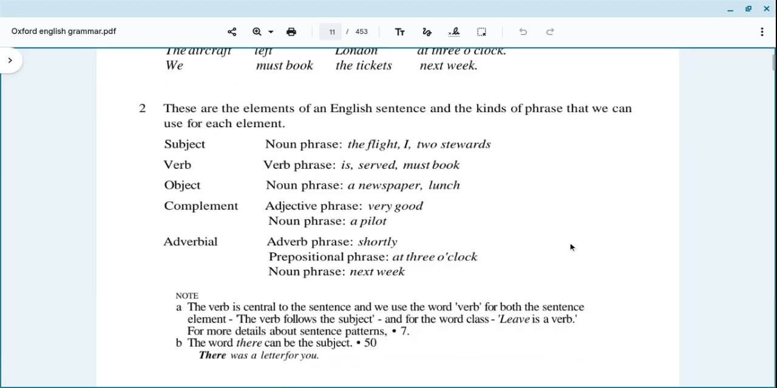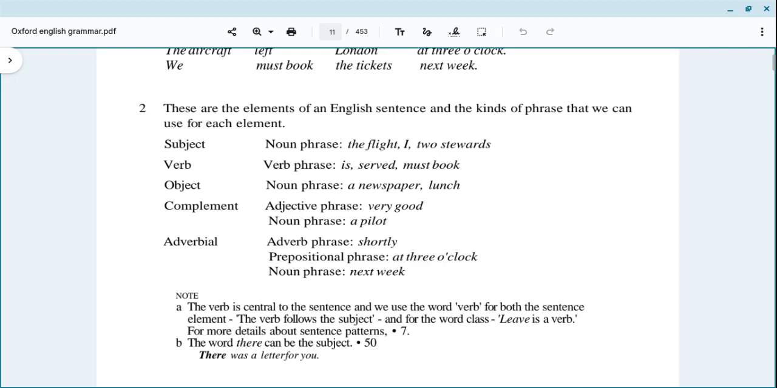These are the elements of an English sentence and the kind of phrase that we can use for each element: subject, verb, object, complement, adverbial. Let's go to the subject. Noun phrase: the flight, I, two stewards. Verb phrase: is, served, must book. Object, noun phrase: a newspaper, lunch.